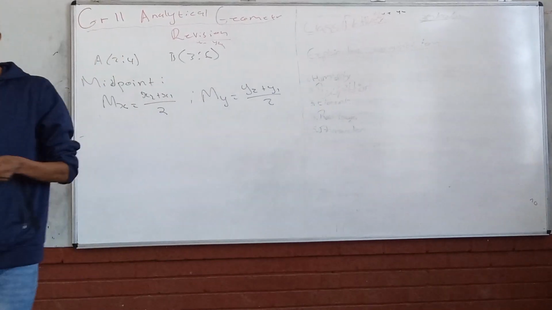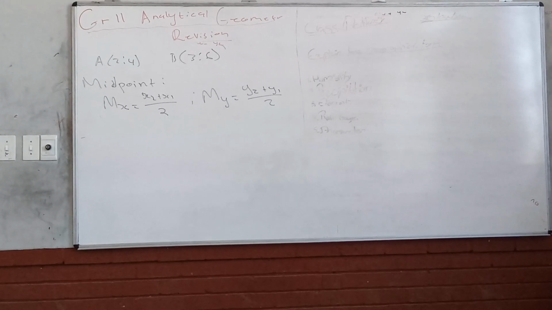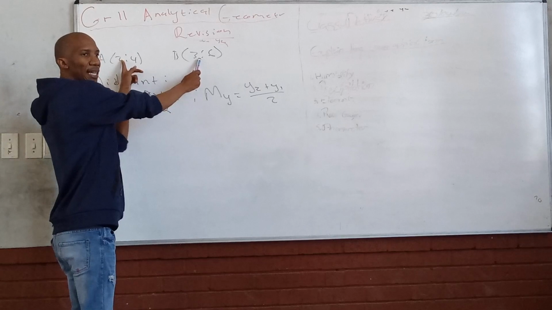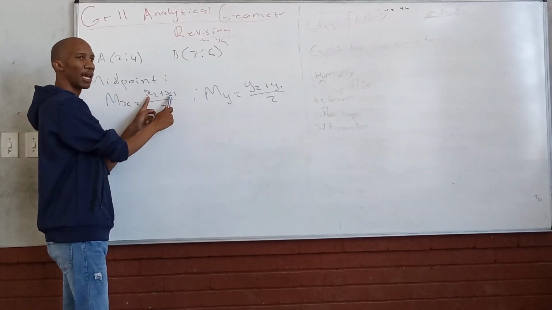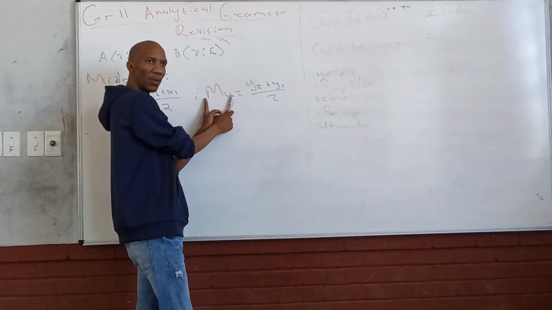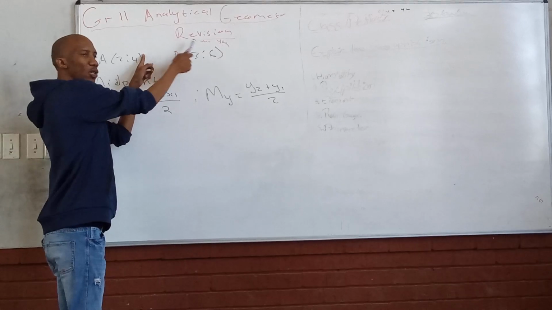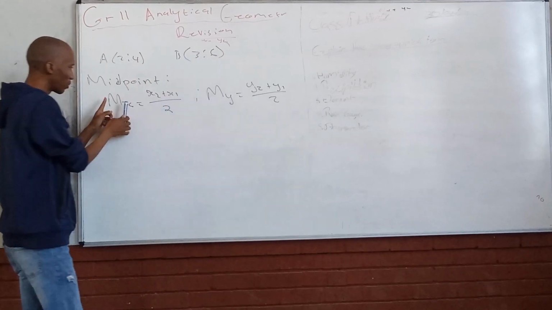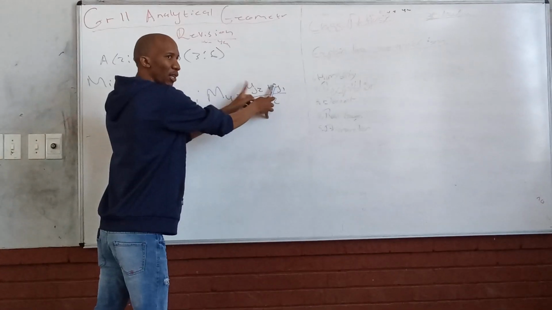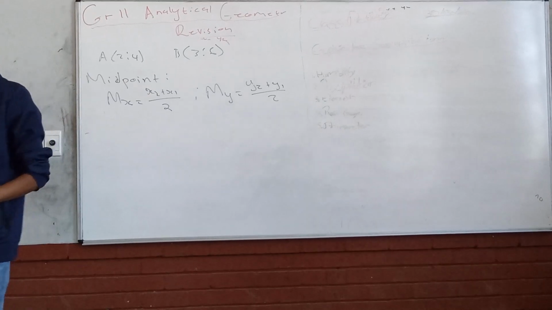Why do I prefer this particular formula over those other ones? Because if you are given the two coordinates, you substitute here, you find the midpoint of x, you substitute here, you find the midpoint of y. And for a midpoint where one of the coordinates is missing, you substitute your midpoint within your formula, and your y or your x will be missing. You'll be able to solve for that value.